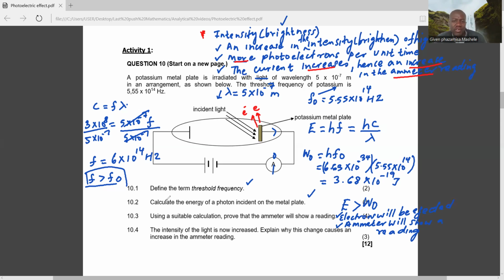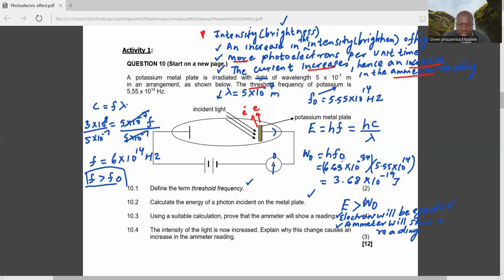I believe you are following. And guys, in the exam, be able to differentiate between the light and the metal, because sometimes someone can mix them up. You see here they've been specific to say this is a threshold. This has to do with the metal, not the light. So it's very, very important to know that.